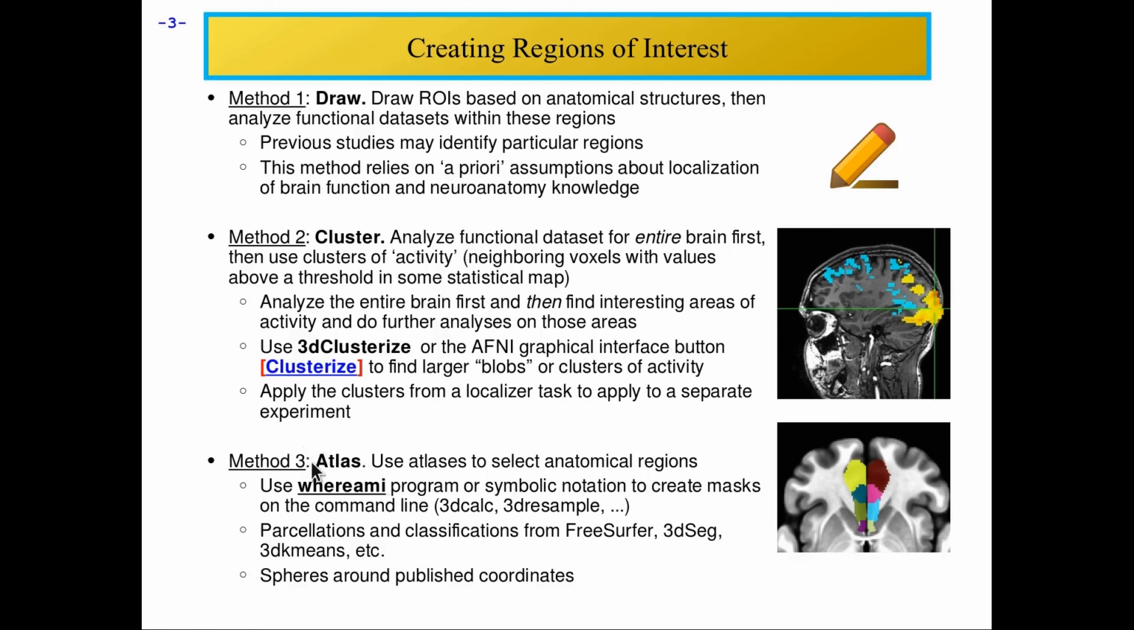And finally, you can take it from some other source of information, like an atlas. So someone else has drawn these regions and created an atlas for you. In AFNI, we have a lot of different atlases. We'll show how to access those and how to use those regions that are in the atlases. You can also get regions from FreeSurfer or from 3dSeg segmentation, other kinds of classification algorithms. And you can also just put spheres around different coordinates, and we'll talk about that.